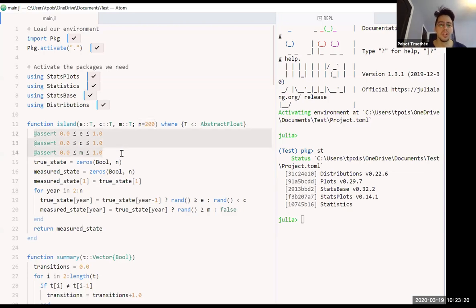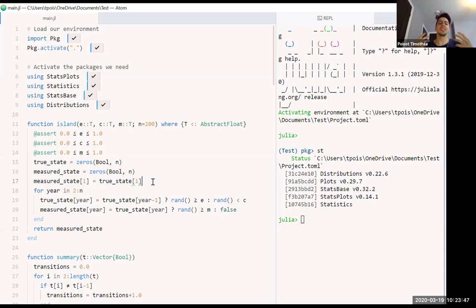We do the usual assertion. All of these parameters are going to be rates, probabilities, so they have to be between 0 and 1. That's fine. And then we're going to create two arrays for observation, one that is the true state, the insect is here or not here, and one that is the measured state, I have detected or I have not detected this insect.